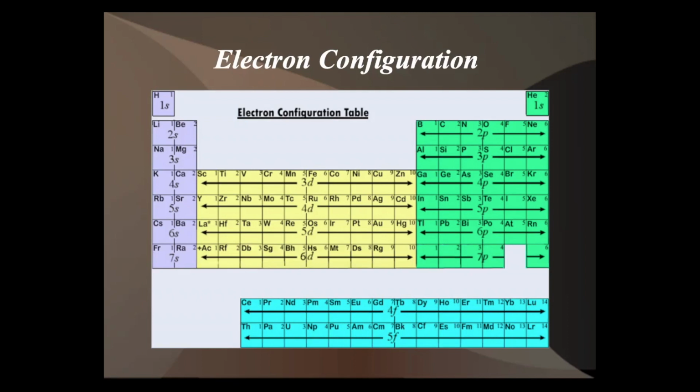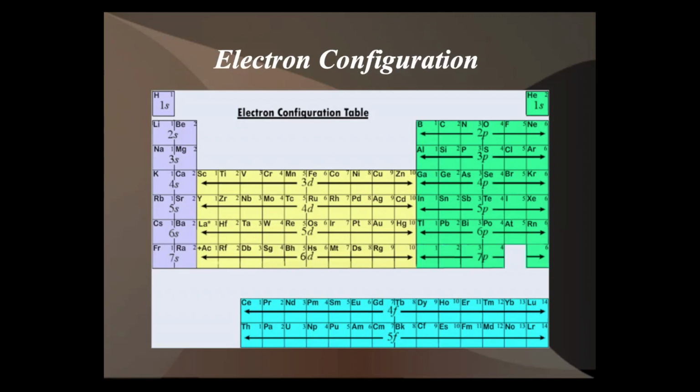So how do we do this? We always start with 1s. 1s holds 2. Then we do 2s, 2. What's next? 2p. How many? 6. What comes after 2p? 3s, then 3p with 6. What's after that? We didn't talk about this: 4s. 4s is next. It's just memorization. There's really no way to know that. But 4s2 is next.